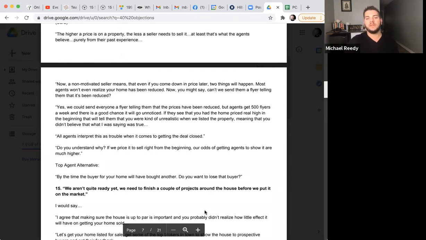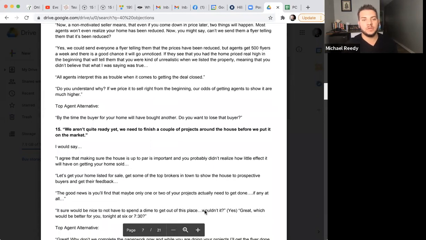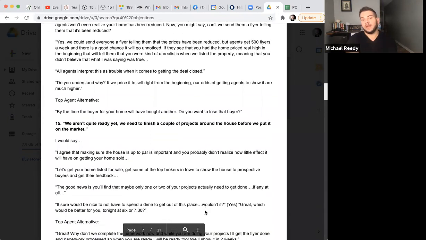Now, a non-motivated seller means that even if you come down in price later, two things will happen. Most agents won't even realize that your home has been reduced. Now you may say, can't we send them a flyer telling them that it's been reduced? Yes, we could send everyone a flyer telling them that the price has been reduced, but agents get 500 flyers a week, and there is a good chance that it will go unnoticed.